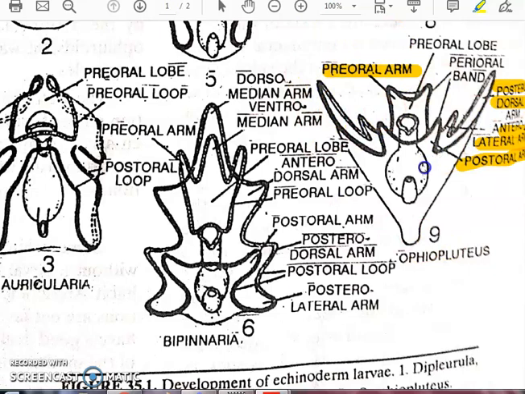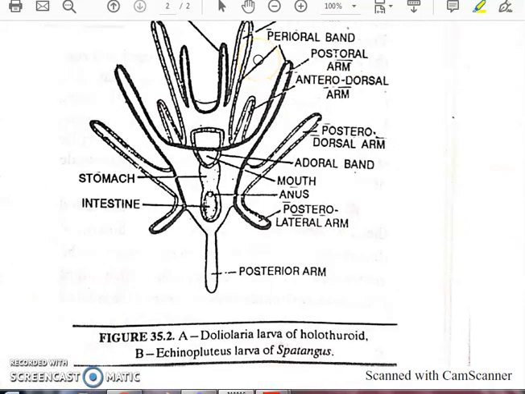This Ophiopluteus larva continues to swim during metamorphosis and there is no fixed stage. When it sinks to the bottom, it takes the adult form of life. So this is the Ophiopluteus larva, found in members of the class Ophiuroidea.